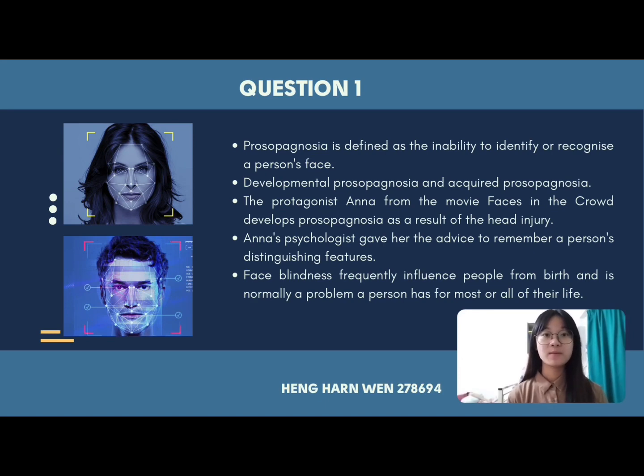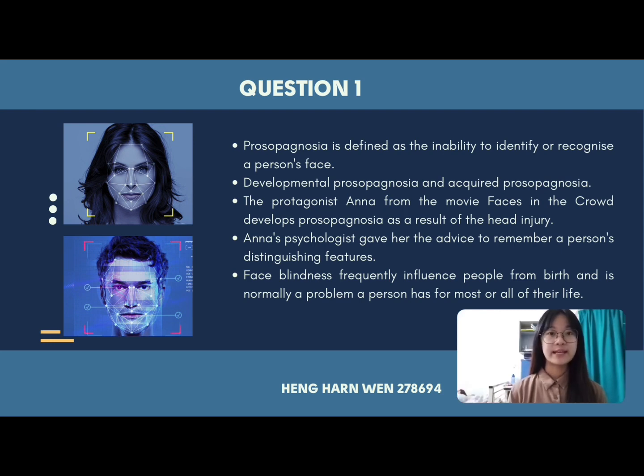Forebrain area, the proximal nodular section of our children moving. This is because someone who has proximal nodule can see clearly but is unable to recognize individuals. Proximal nodule is defined as the inability to identify or recognize a person's face. Proximal nodule has two types: developmental proximal nodule and acquired proximal nodule. According to some studies, 2 to 2.5% of people have some degree of developmental proximal nodule.